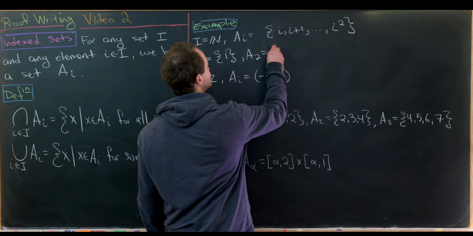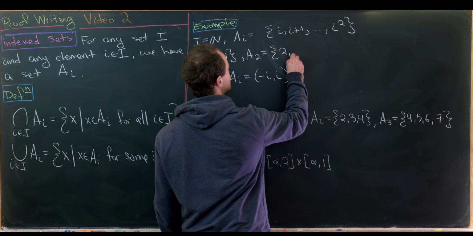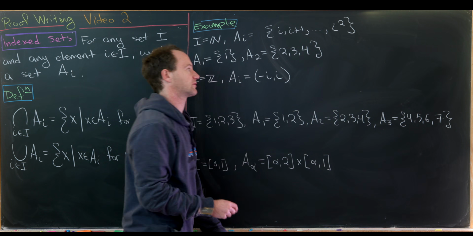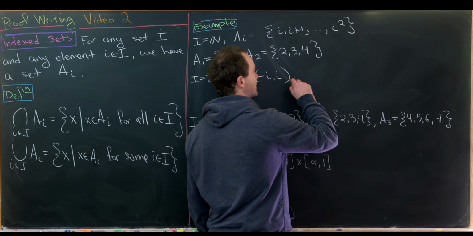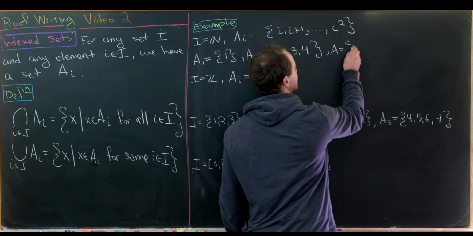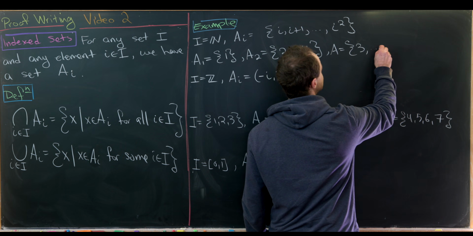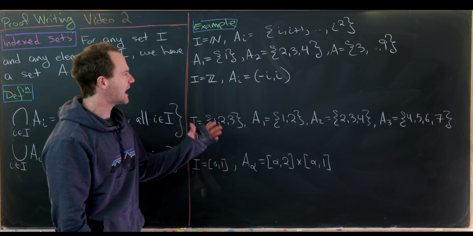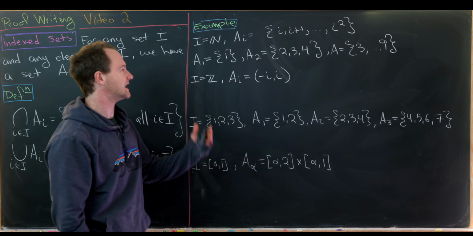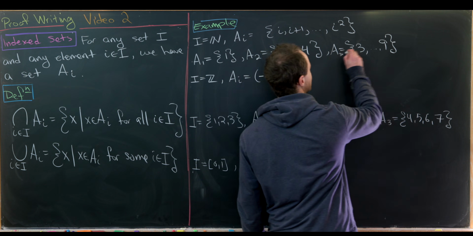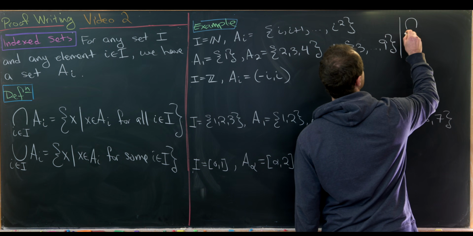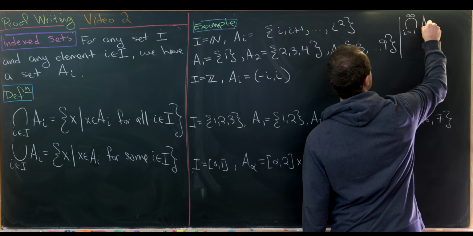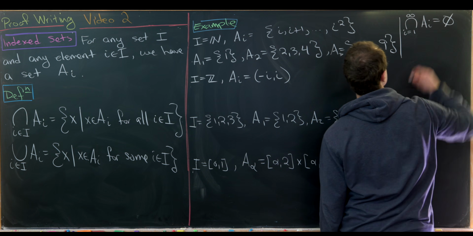Notice that A2 will be everything between 2 and 2 squared. Well, that'll be 2, 3, and 4. A sub 3 will be everything between 3 and 3 squared, so that'll be everything between 3 and 9. Well, now we can immediately see that the intersection here will be empty. And we'll write it like this. So the intersection from I equals 1 to infinity of A sub I is the empty set.